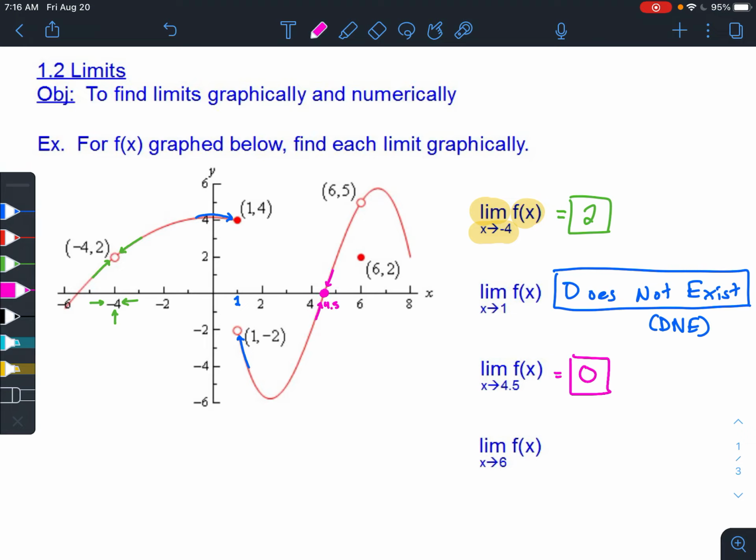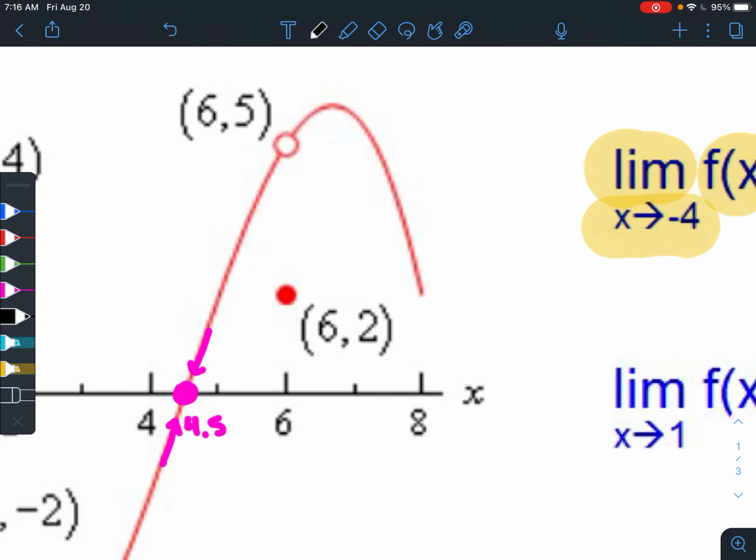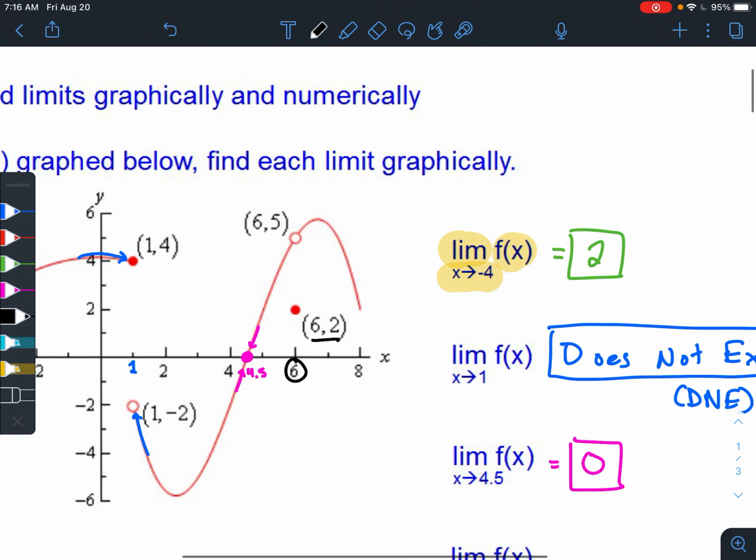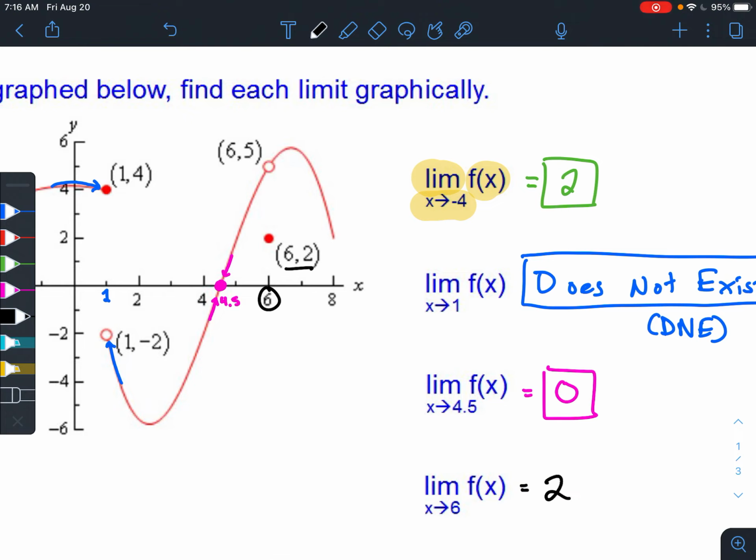All right, last one down there. I've got the limit of f of x as x approaches 6. So again, taking a peek at 6. So here's our 6. And all right, cool. Hey, look, we got 6, 2, so the limit must be 2. So you go over here, you say 2, and then your teacher grades it, and you're wrong.